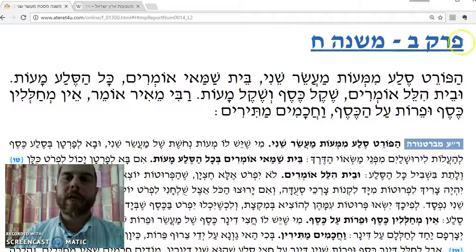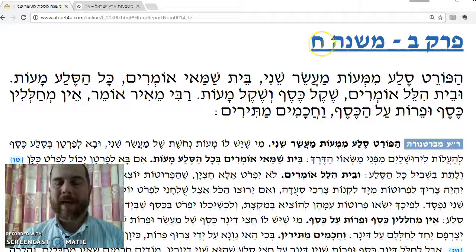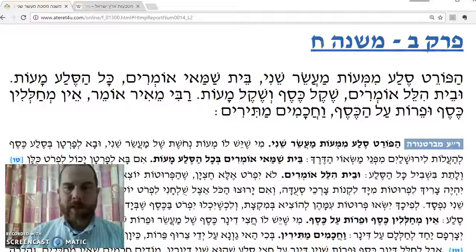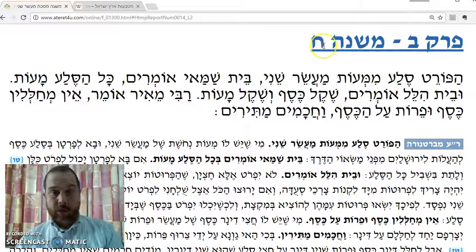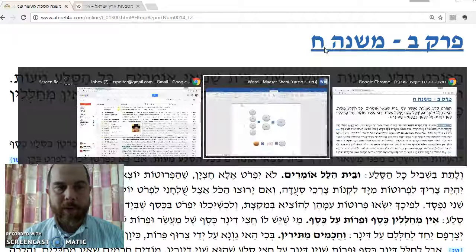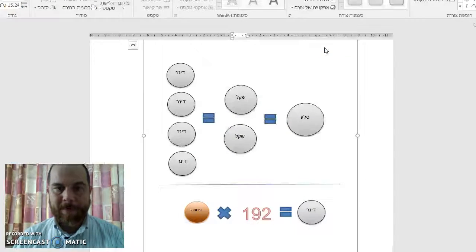We're on Maaser Sheni, Perek Bet, Mishnah Chet, the 8th Mishnah in the 2nd chapter of Maaser Sheni. In order to understand this, we're going to continue to talk about changing money. In order to understand this Mishnah, we need to get a little bit of understanding about denominations.